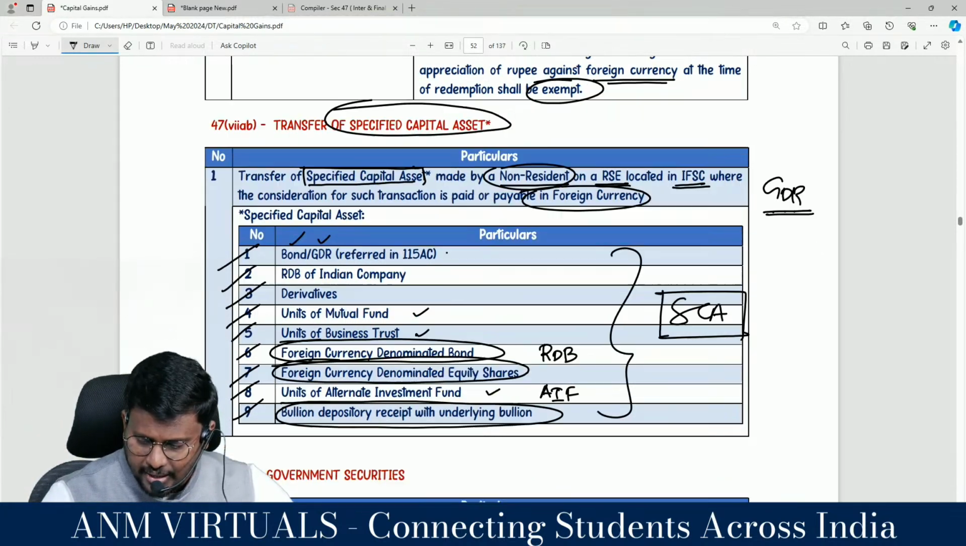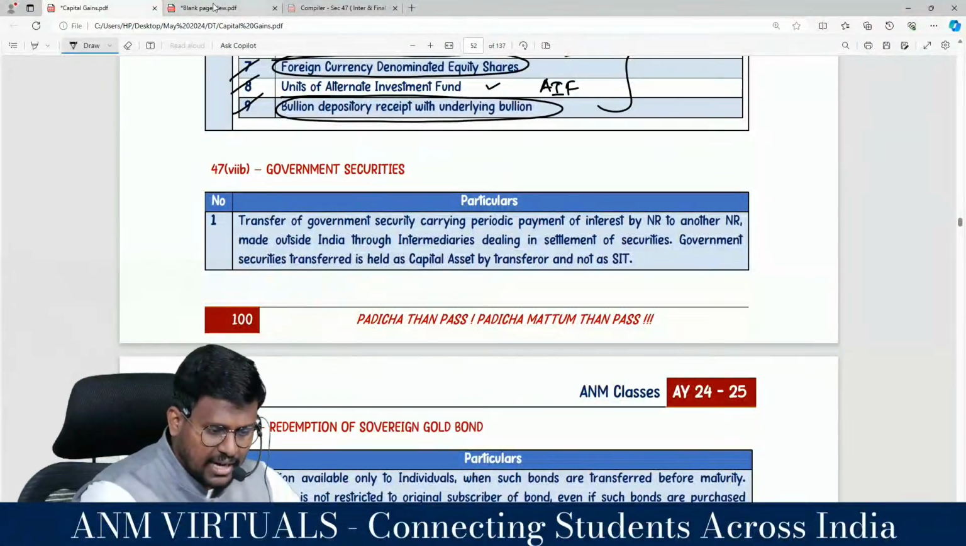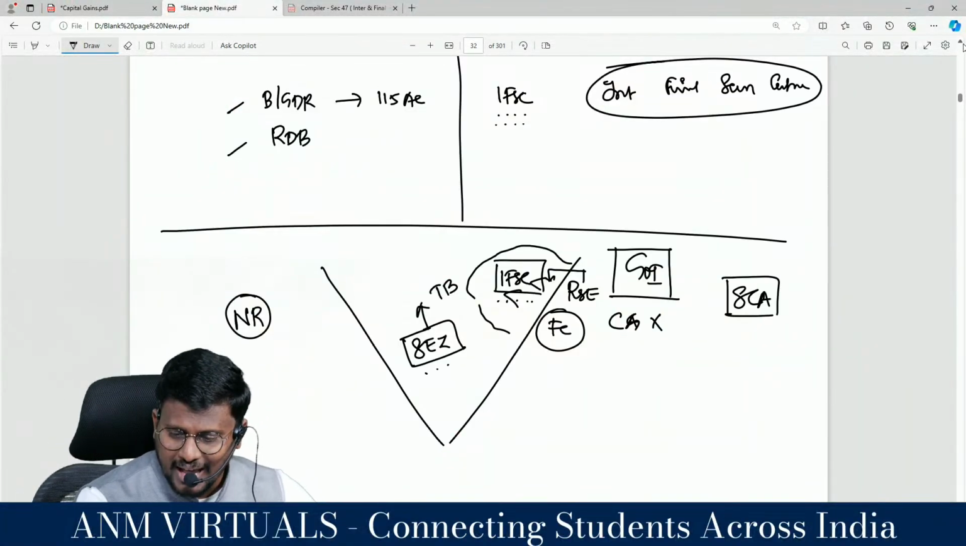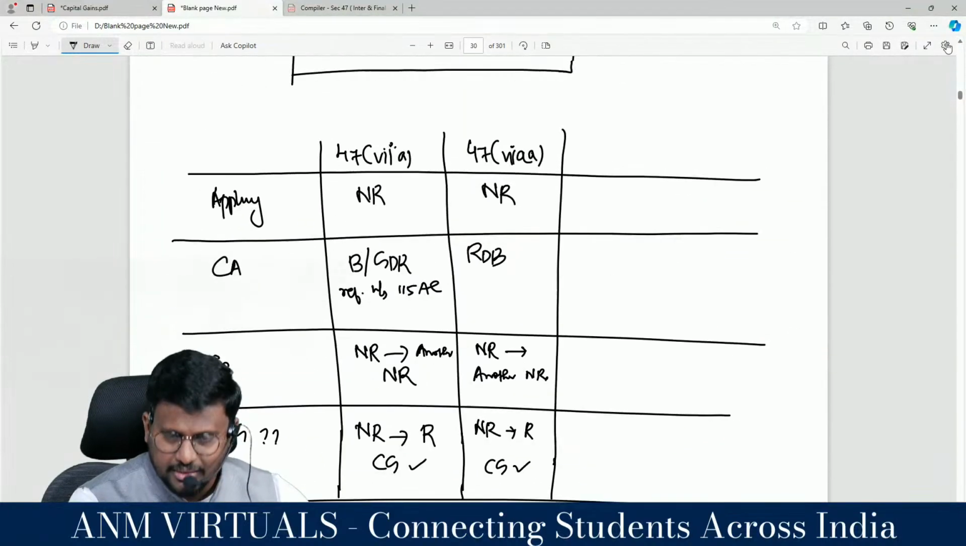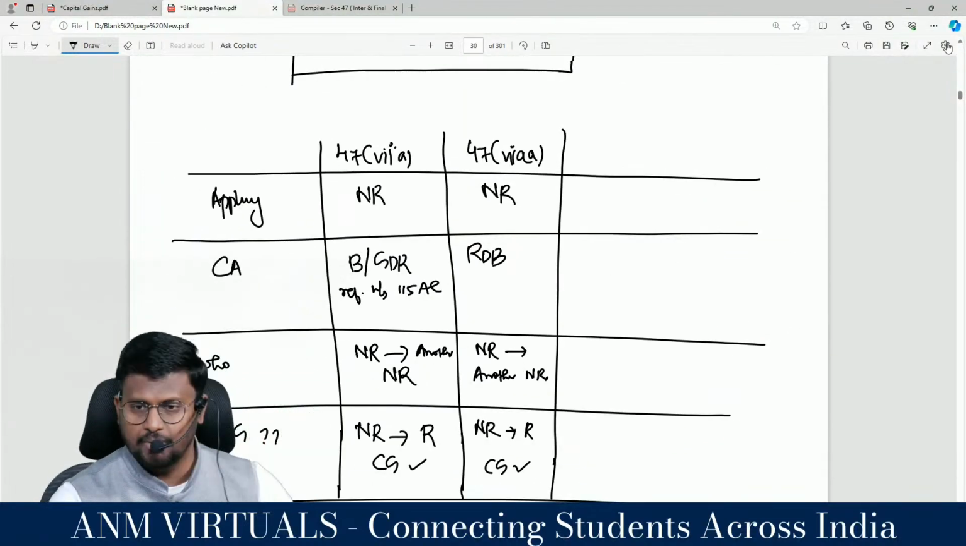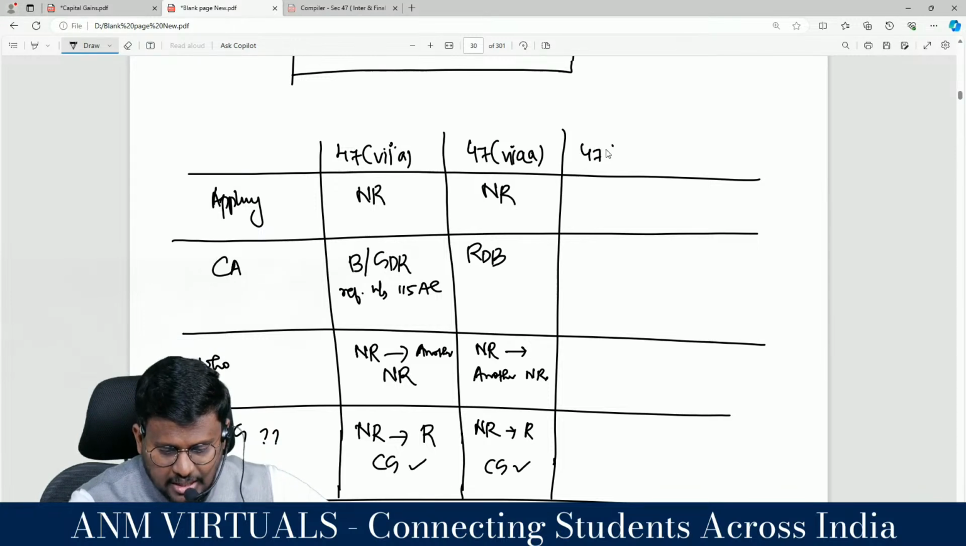Clarity, conceptual clarity. Sir, this is the third one. So we can add it here in our chart, my dear lovable students. Don't write anything. I will be updating and I will give it to you. What is the fourth one? Section 47 clause 7AB. Correct?